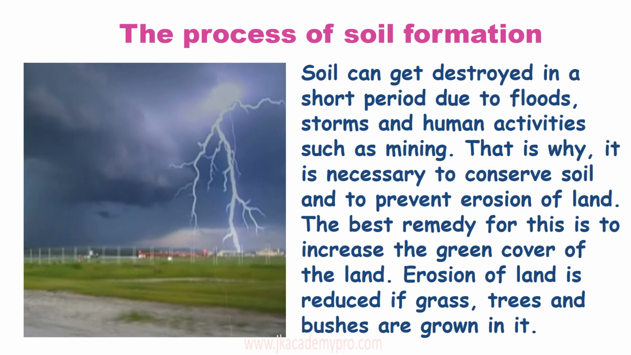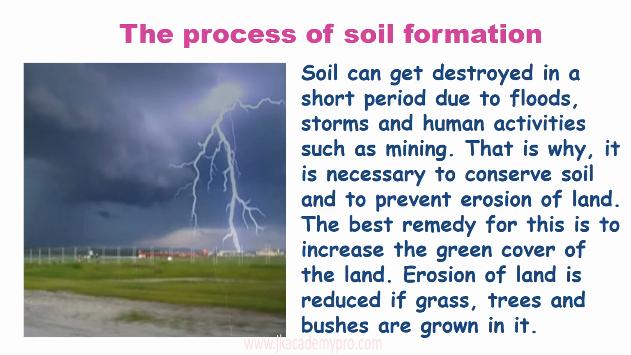We know that land is a very important natural resource. But what happens is soil can get destroyed in short periods due to floods, storms, and human activities such as mining. That is why it is necessary to conserve soil, to protect soil, and to prevent the erosion of soil. What do you mean by erosion of soil? Soil gets blown away, sometimes it gets flown away by the floods.